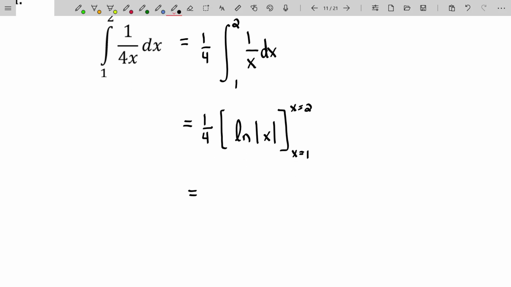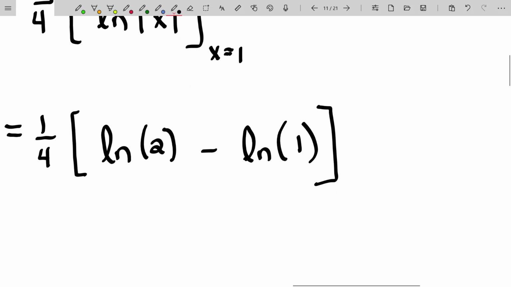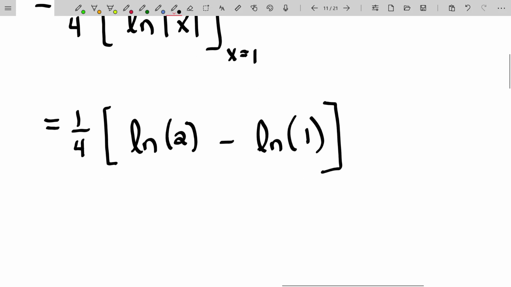That's 1/4 times the natural log. Now you don't need the absolute value when you plug in a 2 because 2 is already positive. So it's just natural log of 2 minus, and then evaluate the natural log at this lower limit. So it'll be natural log of 1. A mistake I'll often see students do is they'll leave that natural log of 1 there. You should know natural log of 1 is 0.